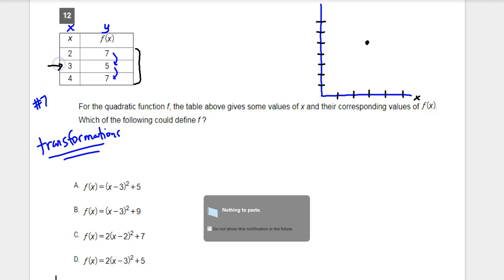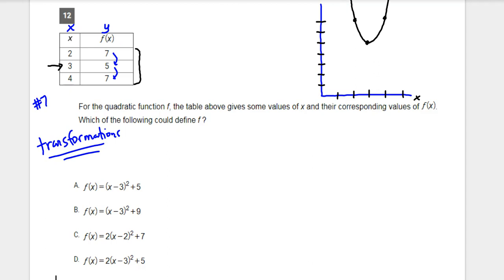I just graphed that one. Now I've got to do 2, 7. So over 2, up 7. And then I've got to go 4, 7. So I have this kind of parabola coming down here.